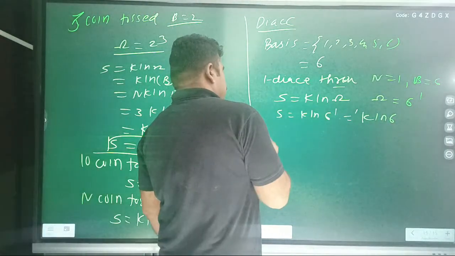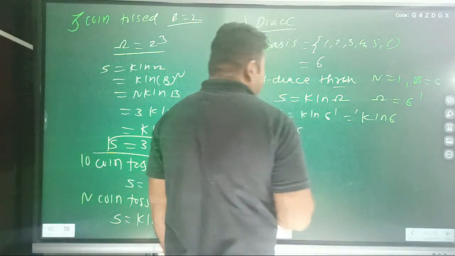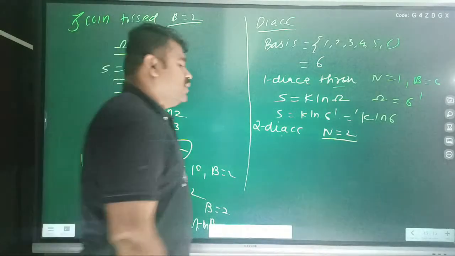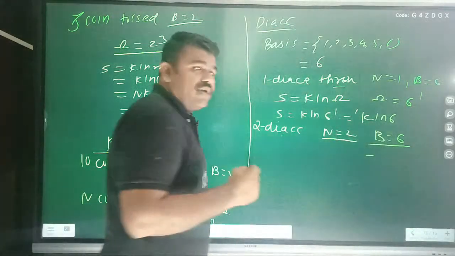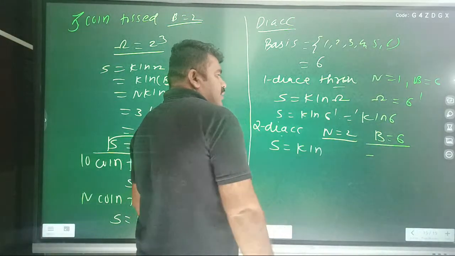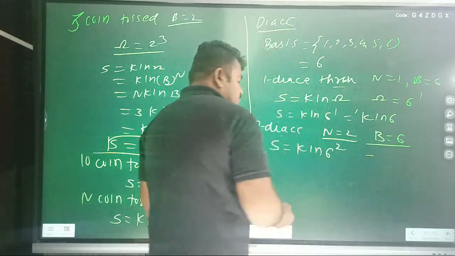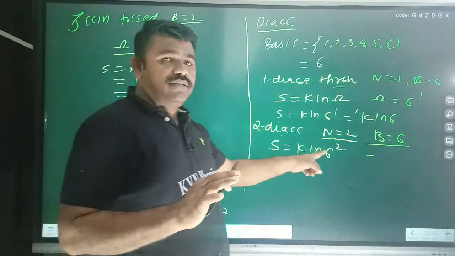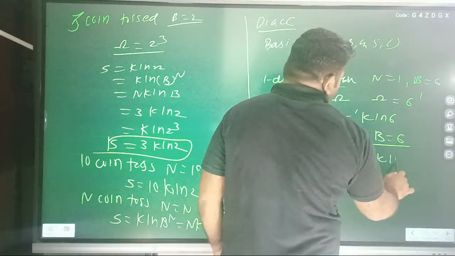Next, 2 dice are thrown. Then n is equal to 2 and basis is equal to 6. Basis does not change; we can choose 1 dice, 2 dice, n dice. So S is equal to k ln 6 to the power 2. Generally 6 to the power 2 is nothing but 36, but always memorize: don't write down the 36 here, just shift the 2 in front. Then we get the answer 2k ln 6.